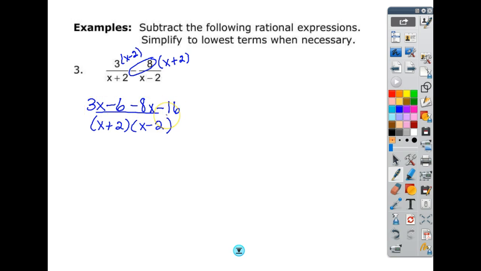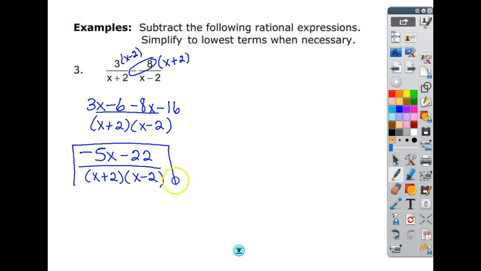Now all we do is in the numerator combine like terms. What's 3 minus 8? Negative 5x. Good. And negative 6 minus 16 is negative 22. Can 5 and 22 both divide by the same number? No. So they don't factor. You always got to check to see if they can factor.